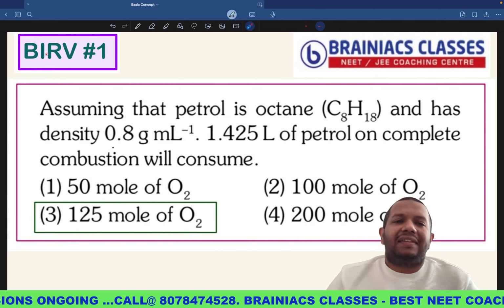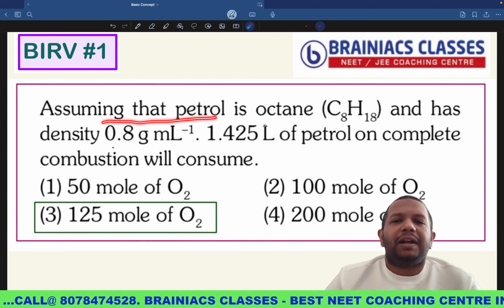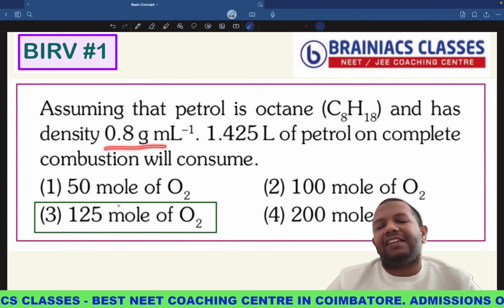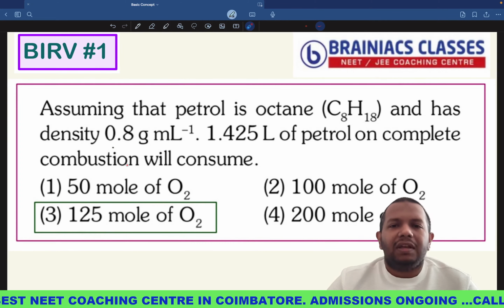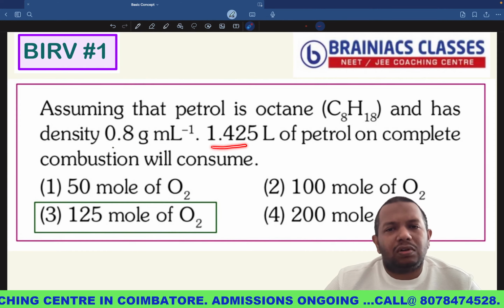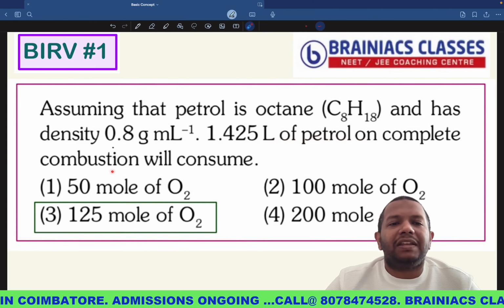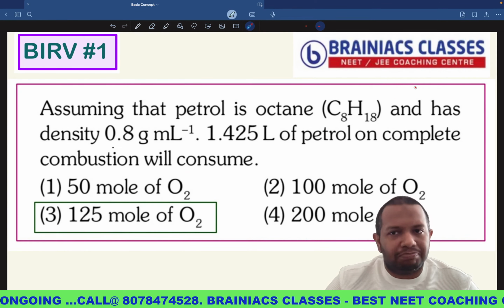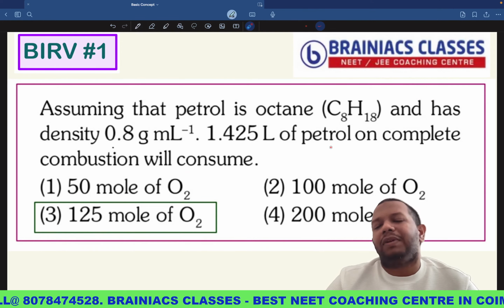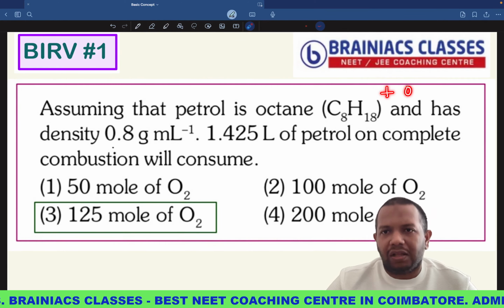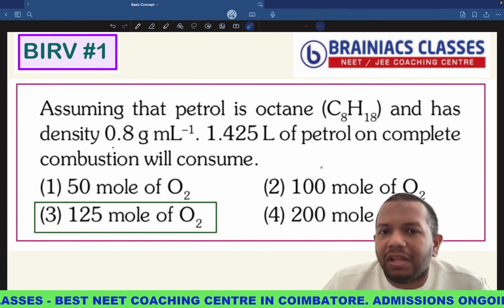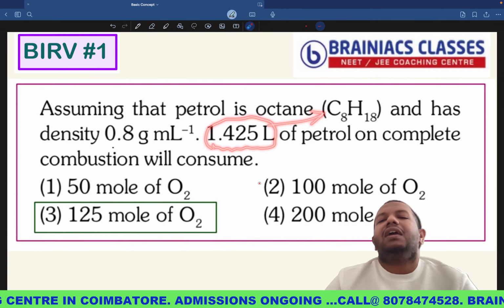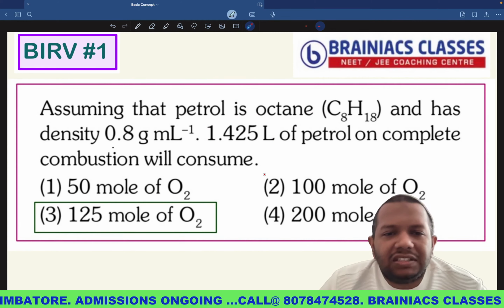The question is, assuming that petrol is octane. Octane is what? C8H18. It has a density of 0.8 gram per ml. They are asking, 1.4 liter approximately of petrol on complete combustion will consume how much amount of oxygen? We know that for combustion oxygen is required. Here, the given quantity is only for petrol, that is only for octane, so we can say no limiting reagent will come into the picture.